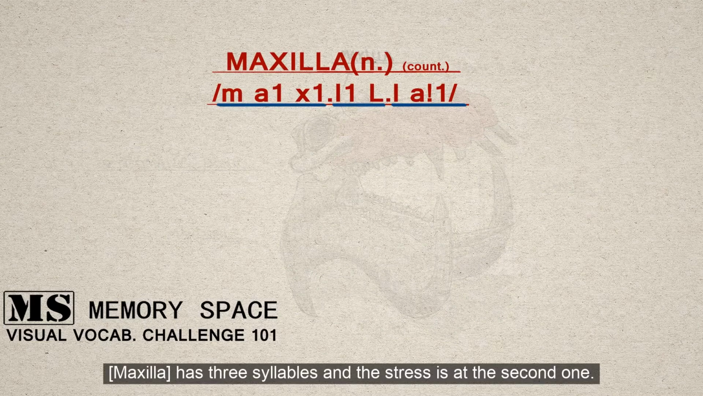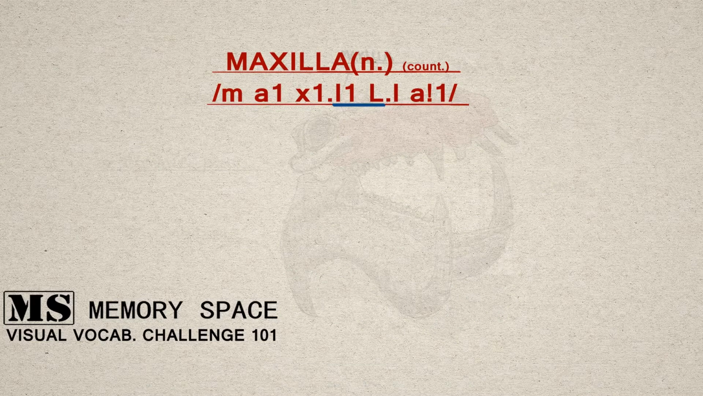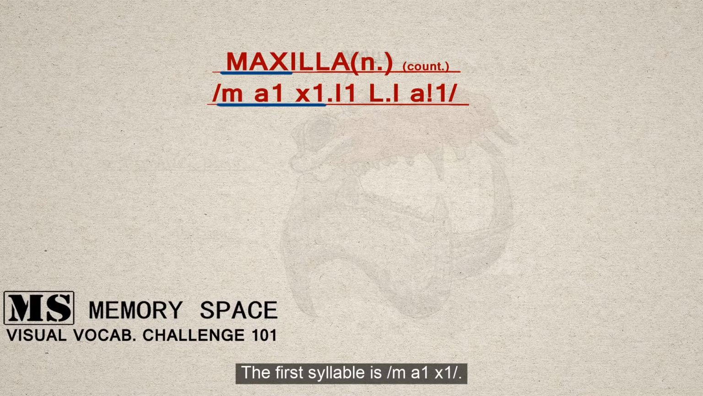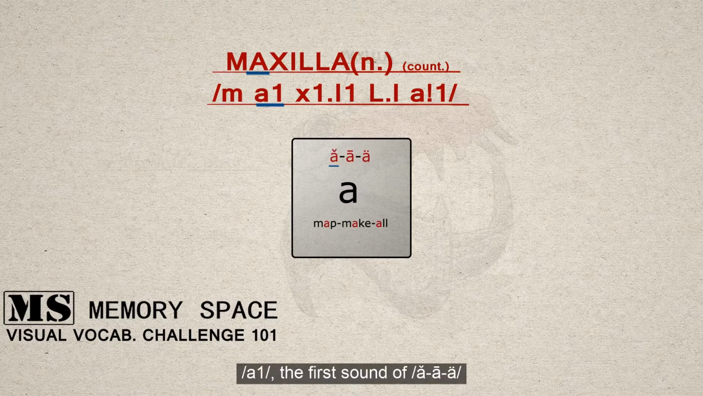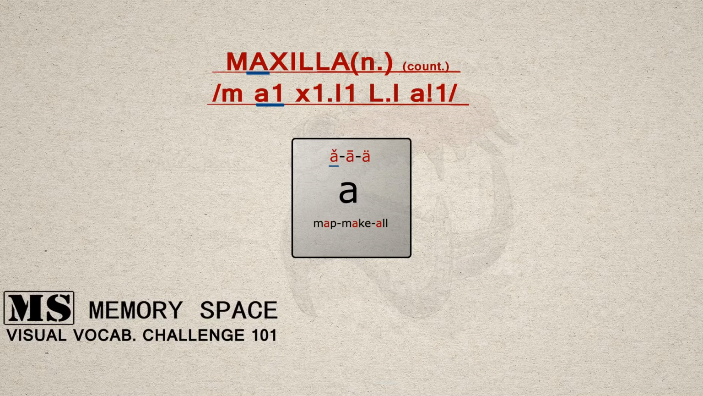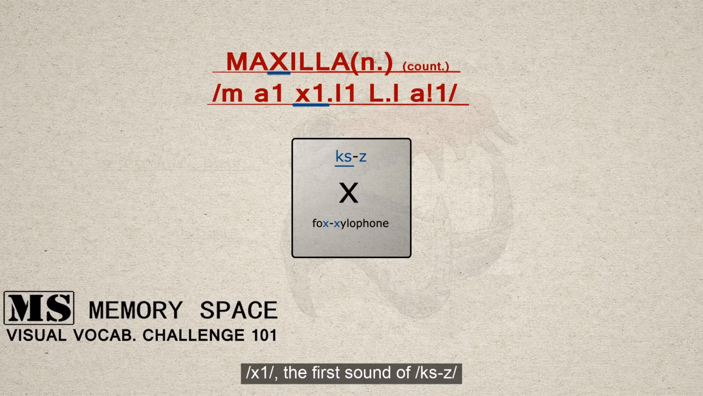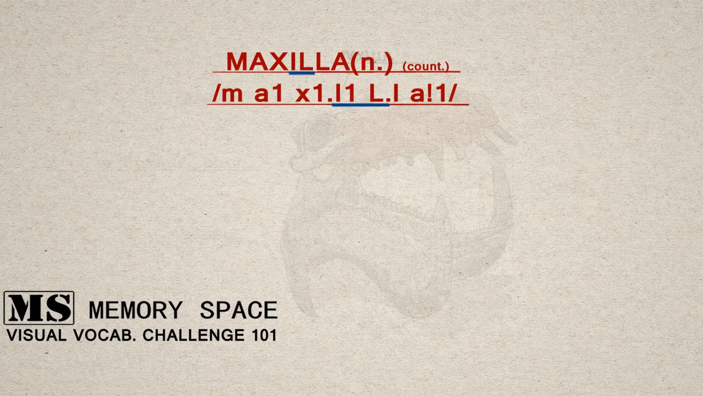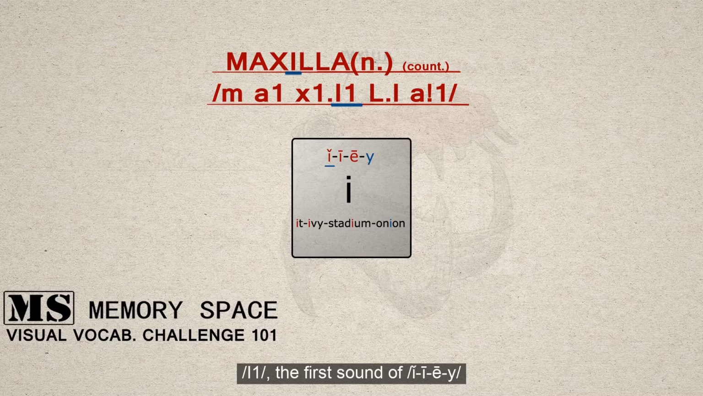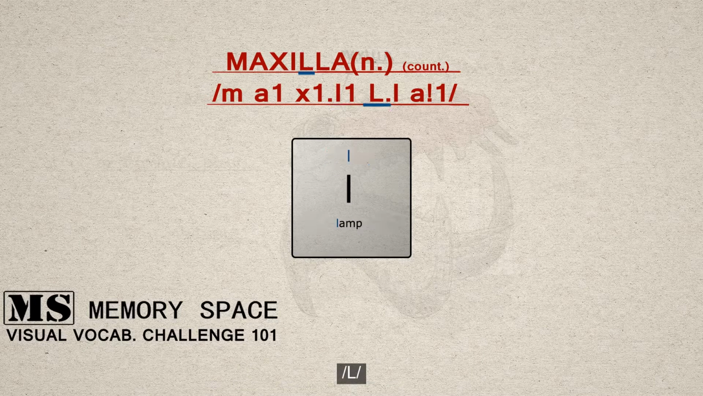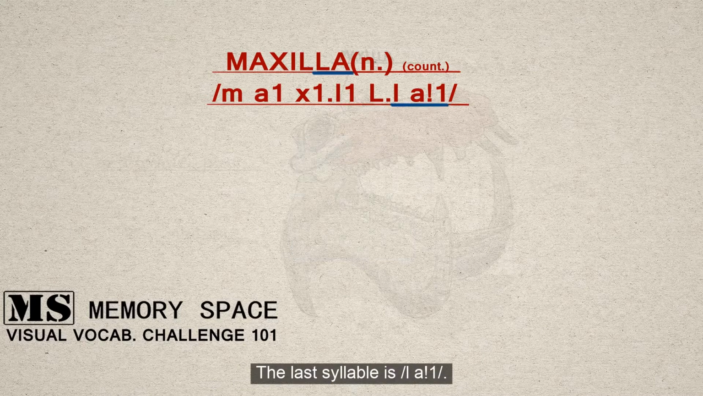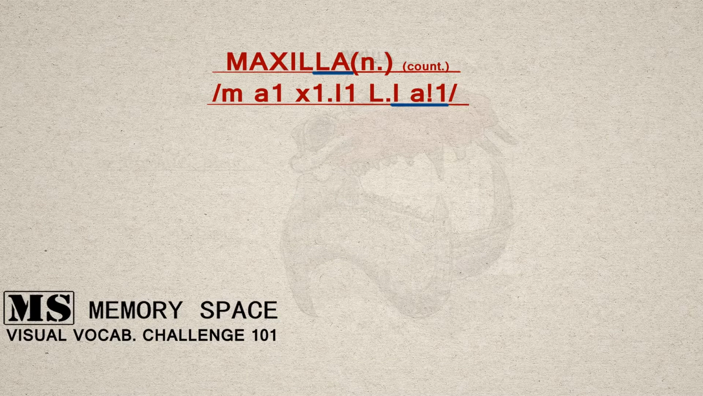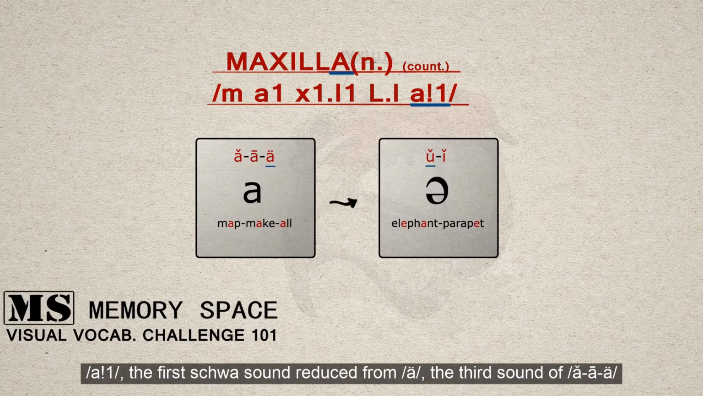Maxilla has 3 syllables and the stress is at the second one. The first syllable is max, a. The first sound of a, r. X. The first sound of x, z. The second syllable is ill, i. The first sound of i, y. L. The last syllable is la, a. The first schwa sound reduced from a. The third sound of a, r.